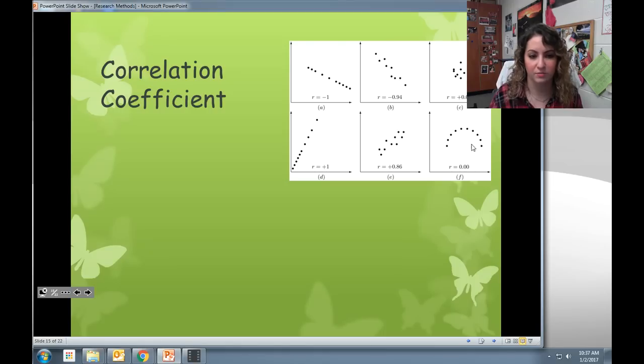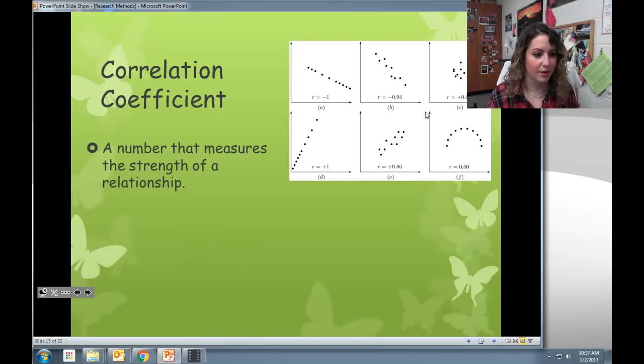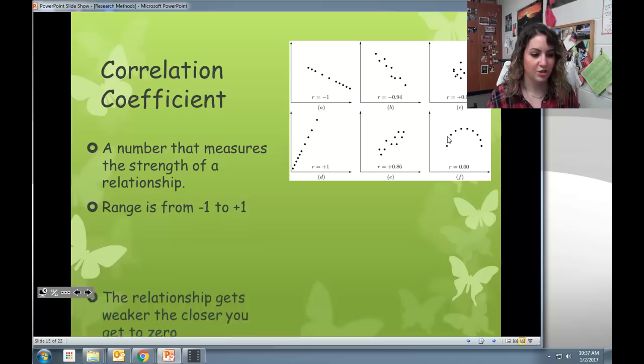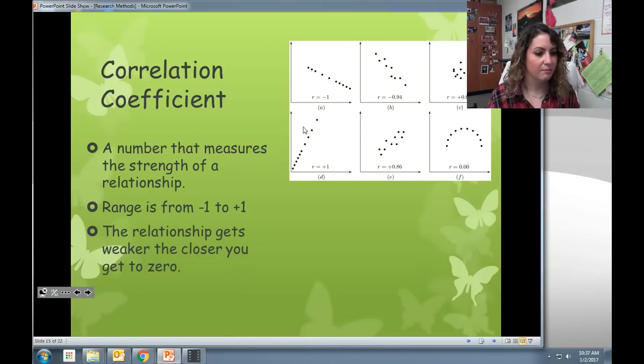This is no relationship. It goes up, down. There's no relationship here, and this is more of a scatter plot. Look how close that is to 0. That is not close to -1 or +1. That is close to 0. And we just said this: the number measures the strength of the relationship, the range is -1 to +1, and the relationship is weaker the closer it gets to 0.